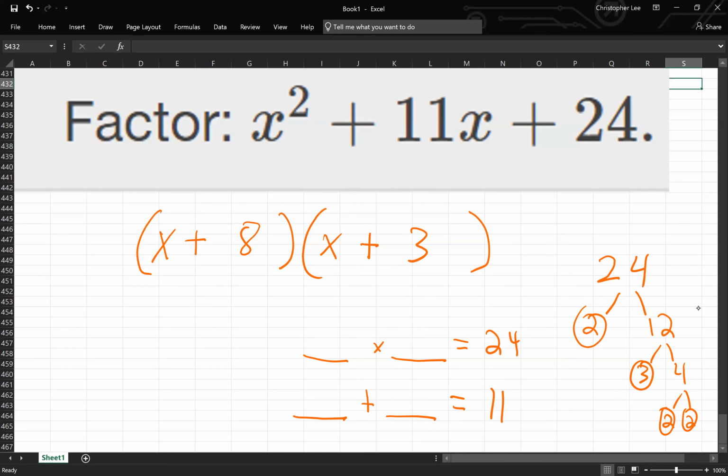Right? So 8 and 3, right? So 8, I'm just combining the 2's together, right? Just combining the 2's together. 2 times 2, 4 times 2, 8. Boom. And then 8 plus 3, now that's 11, right? So that's the one that works. Is there any other answer to this that works? Yeah, this is the answer right here.